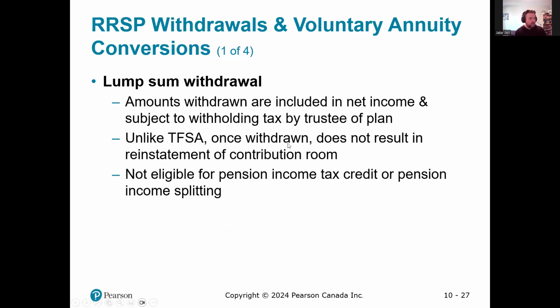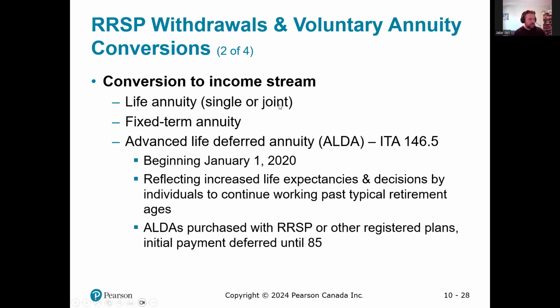Unlike a TFSA, once withdrawn does not result in a reinstatement of contribution space. So every year we accumulate contribution space with earned income, but once we've added to the account, we've used that space. If we take money out, we don't get that contribution room back. Once the money's in, it's used up. It's not eligible for the pension income tax credit or pension income splitting. So that's on a lump sum withdrawal.